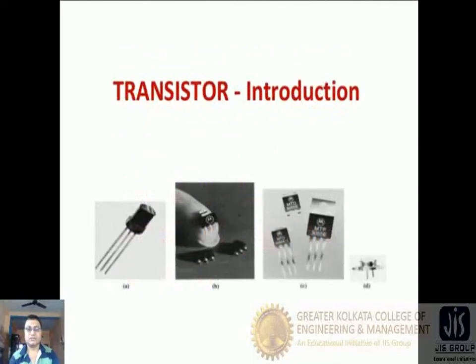First comes the transistor. The transistor means a transfer resistor. That means the resistivity of the transistor can be changed with the help of some control signal. In this picture we can see different types of transistor. We will discuss them later on.